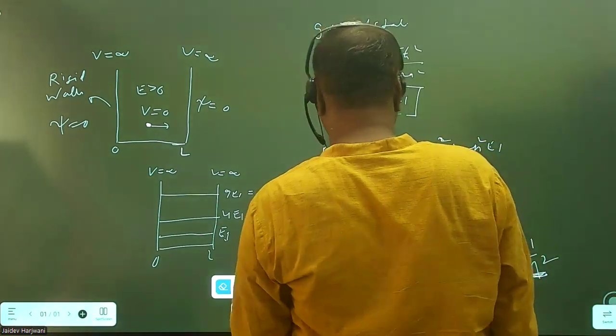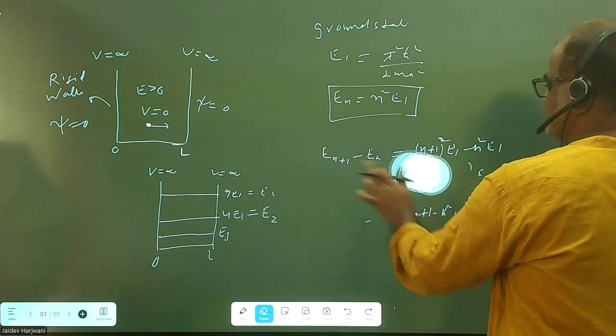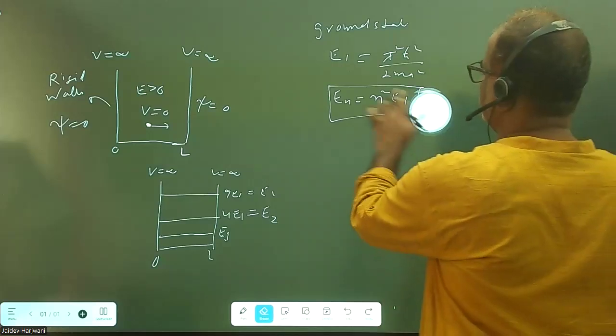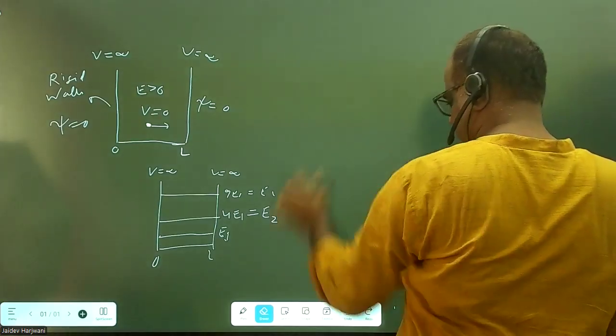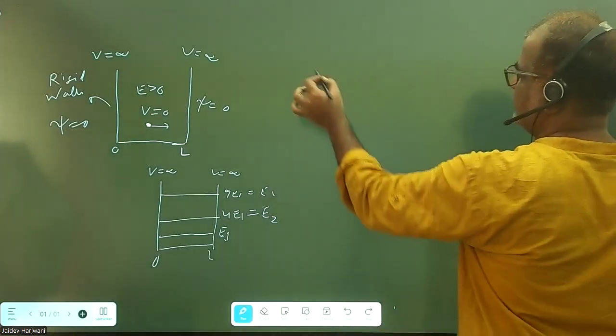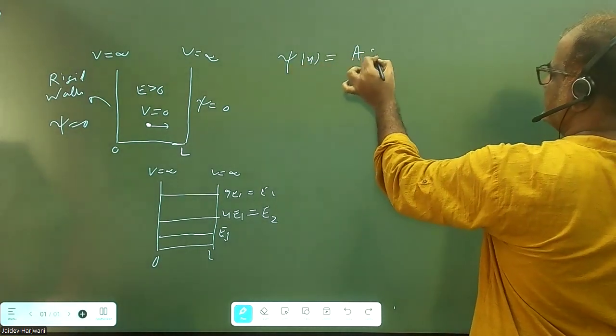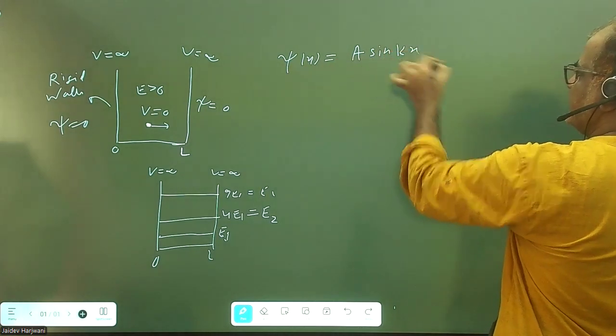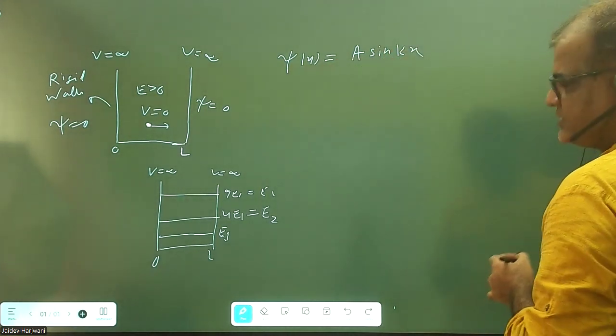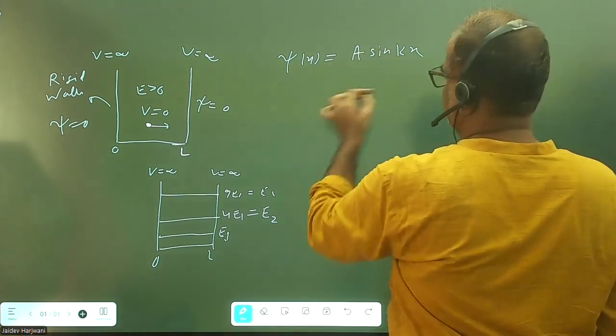And now let us find the wave function. Let us talk about the wave function. So what is the wave function? We have seen the wave function is psi(x) equal to A sin kx. So let us normalize this wave function.